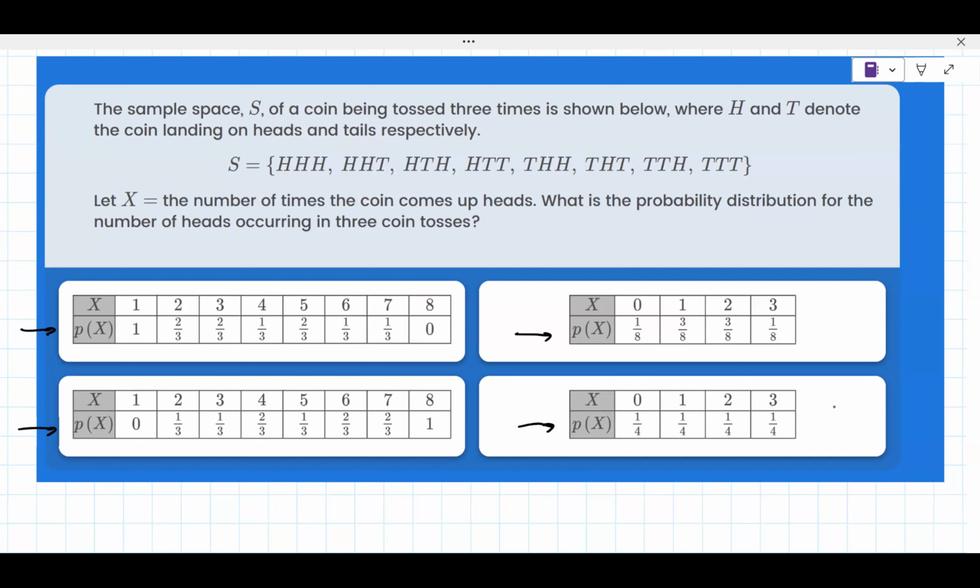Let's do like the last one. Which one? Give me the right. The last right. Which one on the right? The bottom one. Okay.